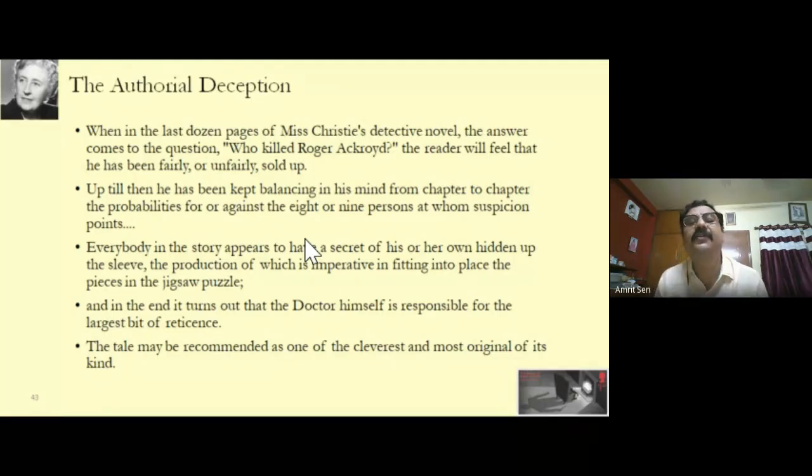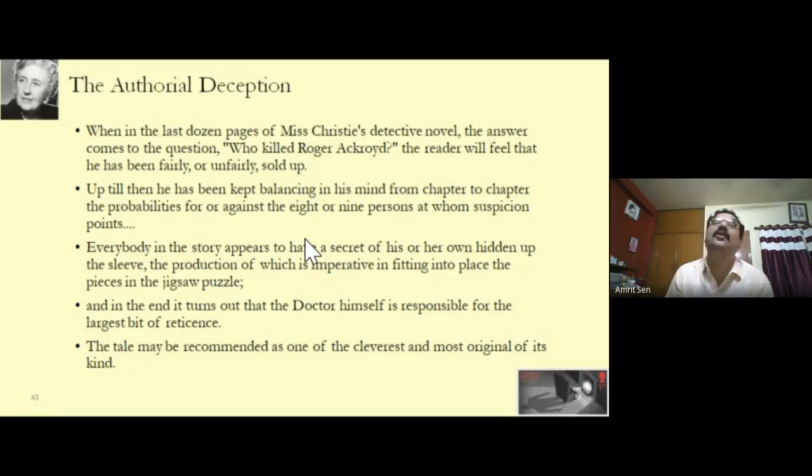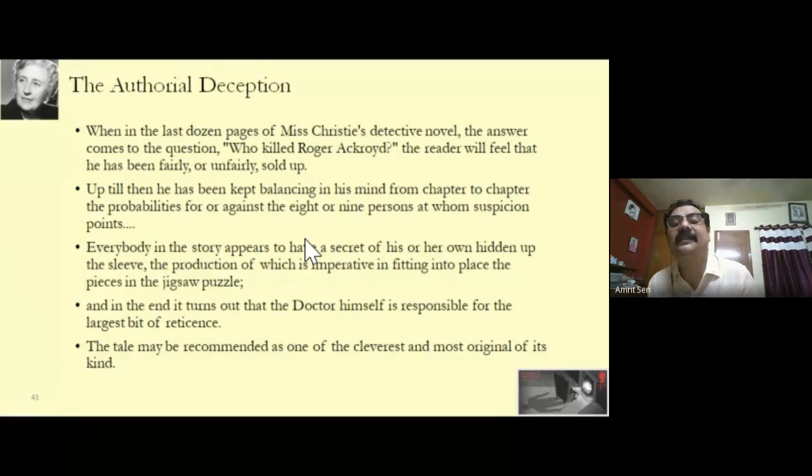Because of this authorial deception. When the last dozen pages, the answer emerges, the reader will feel that he has been fairly or unfairly sold up, right? Because you don't expect the narrator to be the criminal. Up till then, he has been balancing in his mind from chapter to chapter the probabilities for or against 8 or 9 persons at whom suspicion points.